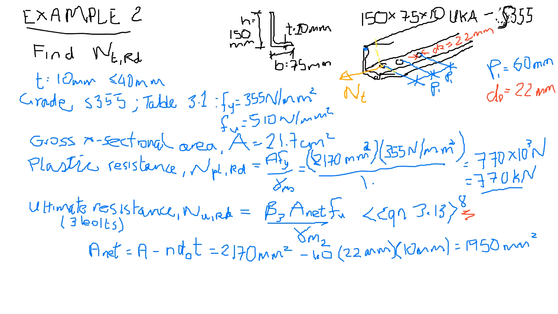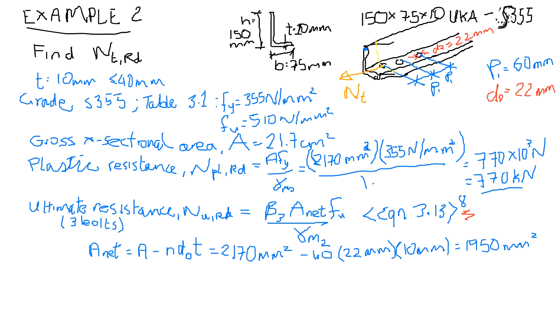Okay, so that's the net cross section area through here, or where the next hole is, and the next hole over there, and so on. So the next thing I need to work out is what the beta 3 value is. As we discussed earlier, the beta 3 value comes from table 3.8 in Eurocode 3 part 1 part 8, and that's related to the relationship between P1, which is the pitch distance, and d naught, which is the diameter of the hole.